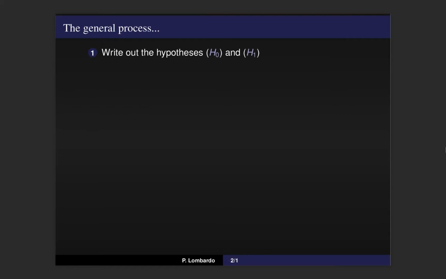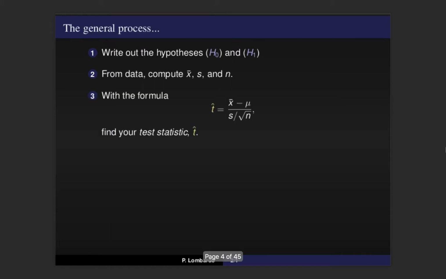Remember, every hypothesis test starts out by writing out the hypotheses. So based on a claim, we're going to write out a null and an alternative hypothesis. And remember, our general goal is for us to reject the null hypothesis or disprove the null hypothesis using sample data. So we're going to get some data, or at least a problem that gives us some sample statistics. And we're going to typically have to compute a sample mean, a sample standard deviation, and a sample size.